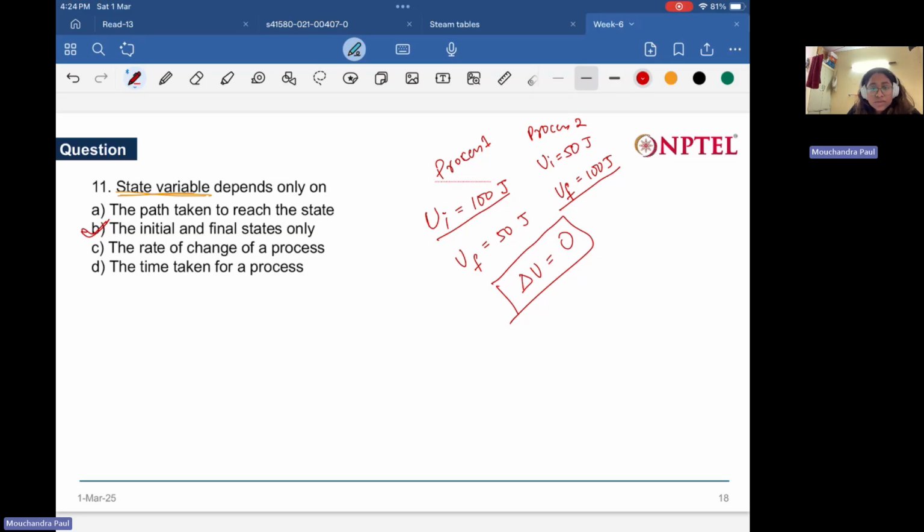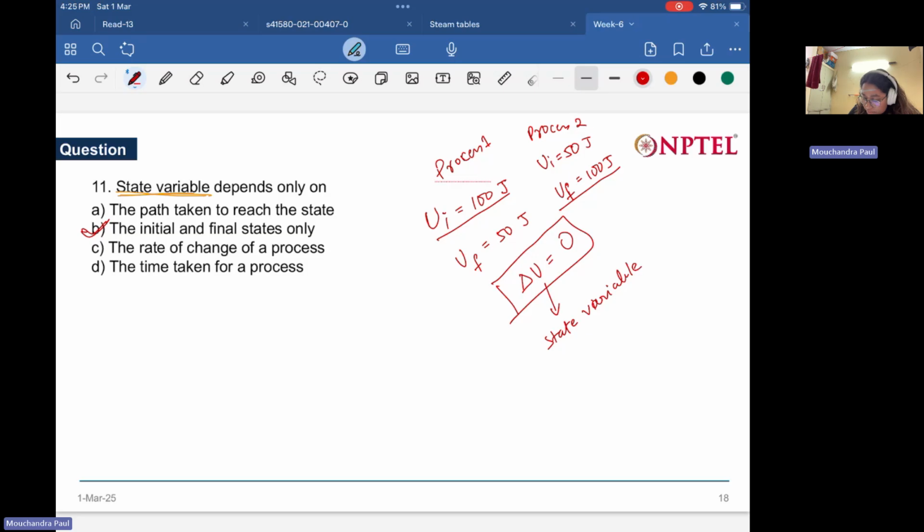We are not concerned with the path. Here, by path I mean the processes, or what process had to take place in order to change the internal energy. We are not concerned about it. We are only concerned with the initial state and the final state. Okay, so net change in internal energy is 0. Internal energy is one of the state variables. All right, U is a state variable.